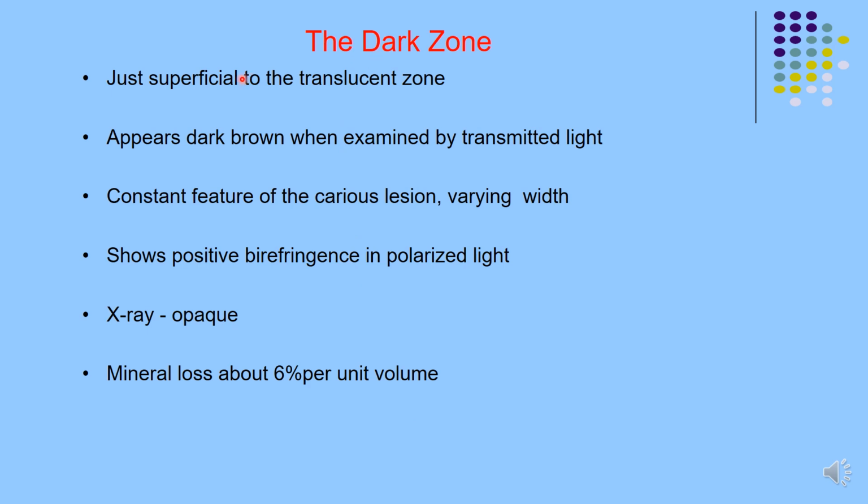Second is the dark zone, just superficial to the translucent zone. It appears dark brown when examined by transmitted light. It is a constant feature of caries lesions, with varying width. It shows positive birefringence in polarized light. What do you mean by that? Basically, in the previous slide, the yellow color I showed you is indicative of positive birefringence, seen under polarizing microscopy. Under the radiograph, it appears radiopaque. The total amount of mineral loss is 6%.